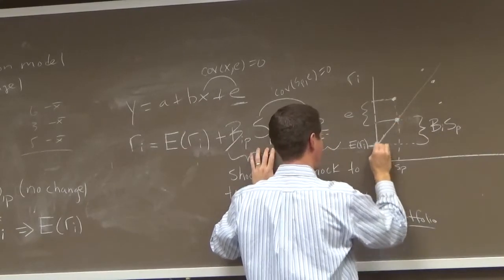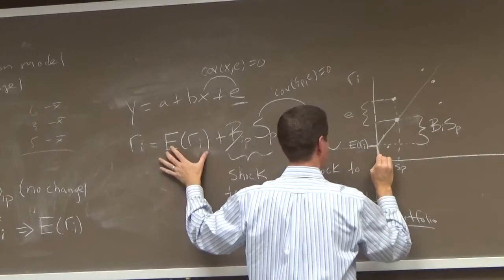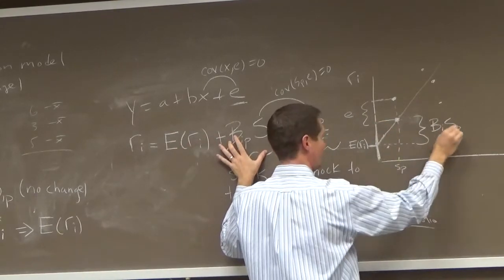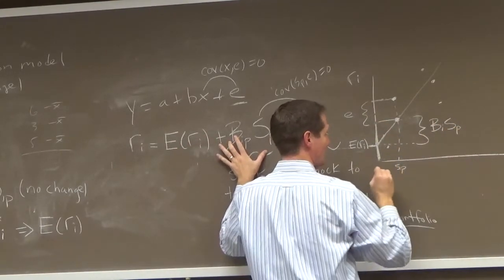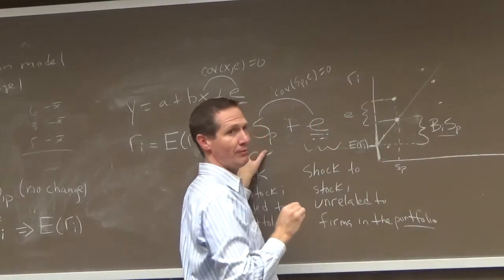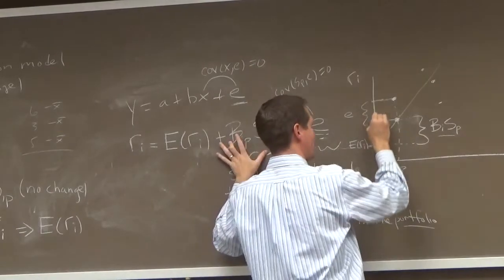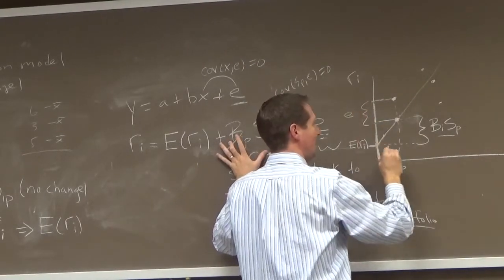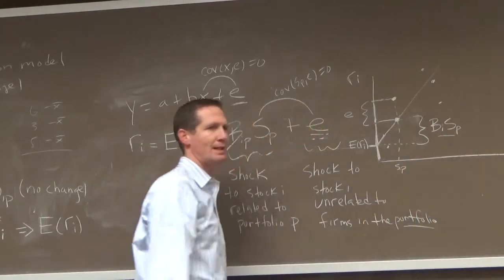Well, of course, this first part here is just the part that was expected. The second part here is just the B times our X variable, beta times SP, the shock that is related to firms in the portfolio. And the last part is the leftovers, the error term, the component of the stock return that period that is independent of firms in the portfolio.